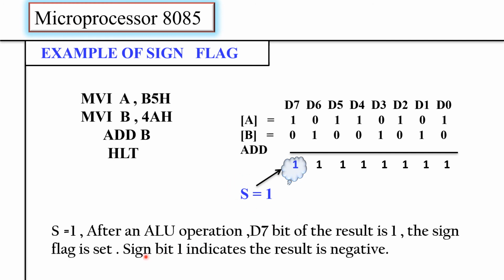Right? After an ALU operation, if the D7 bit of the result is 1, the sign flag is set. The sign bit 1 indicates that the result is negative. Is it clear? That is nothing but the sign flag.